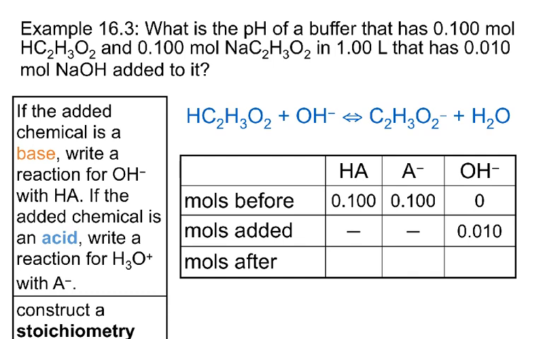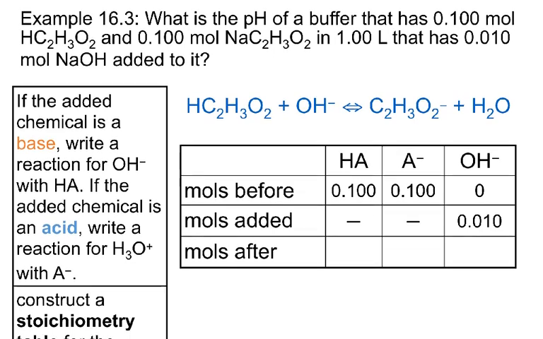All right. Now we're going to head towards our next topic: what happens when we add acid or base to a buffer? So what's the pH of a buffer that has 0.1 moles of acetic acid and 0.1 moles of sodium acetate in 1 liter that then has 0.010 moles of sodium hydroxide added to it? Well, what we need to do is react the strong base with our weak acid and find out what our new concentrations are.